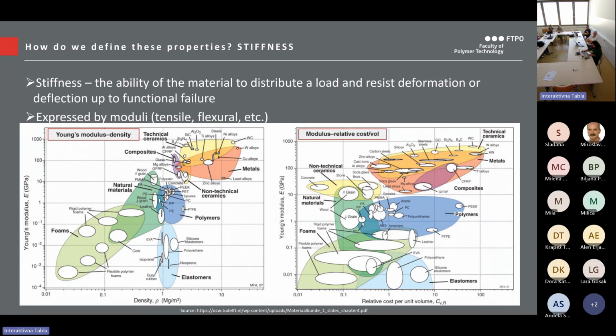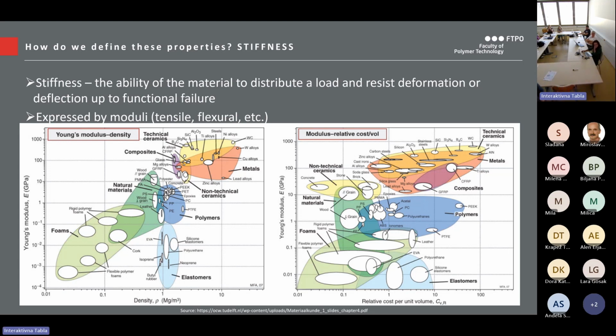We can see polymers are quite of a low density and have quite nice modulus, quite high modulus. Of course, metals outperform them, but have much higher density. So the polymers are very good, for example, for lightweight applications. We have on the bottom left foams with very low density, low modulus, and elastomers with density somewhere in the range of classic polymers, but with much lower stiffness.